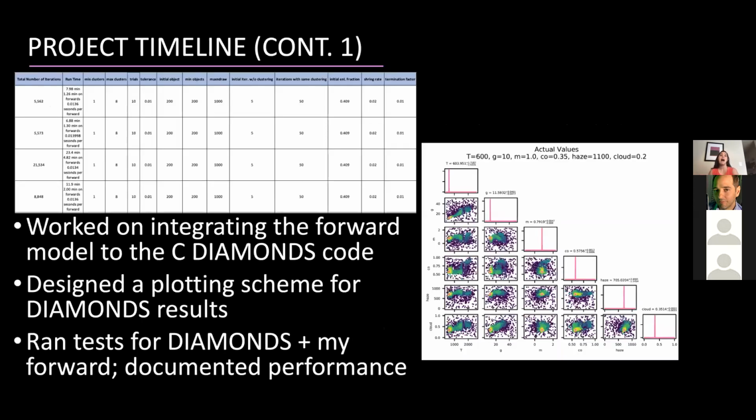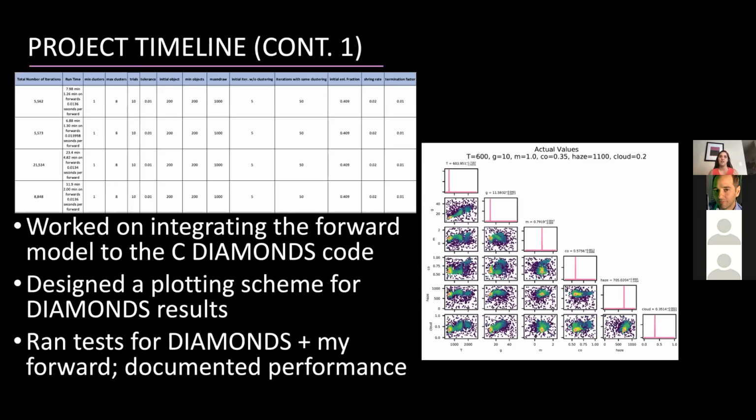After that, I worked on integrating the forward model into the C diamonds code, and this part was very, very difficult because the diamonds code is actually very involved. Giuliano helped a lot in this part by porting it to a C format that we could incorporate a forward model with. But even then, the diamonds code is so dependent on different libraries and so involved that it made this process very, very difficult.